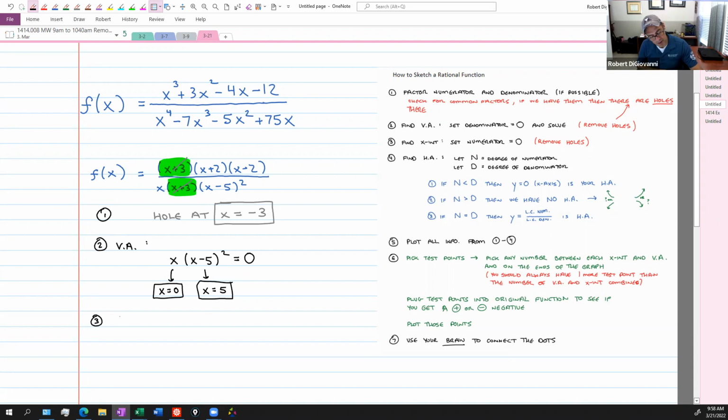For step 3, I need the intercepts. I set the numerator equal to 0. But remember, I've canceled that x plus 3 factor. So I get 2 solutions here, -2, whoa, -2 and +2. Any questions?